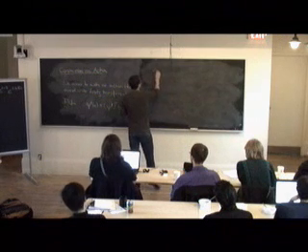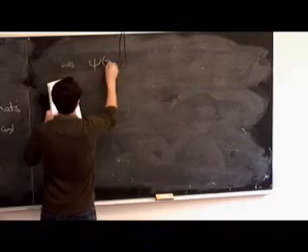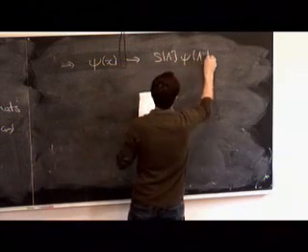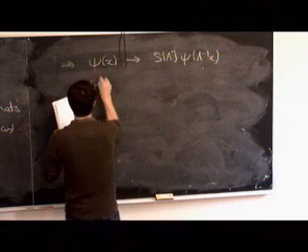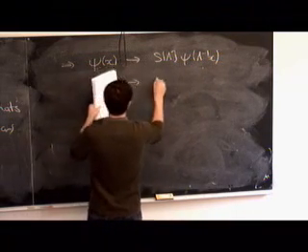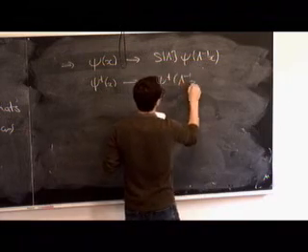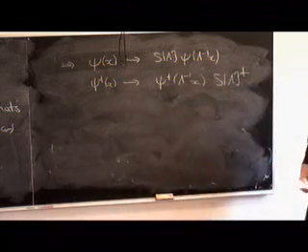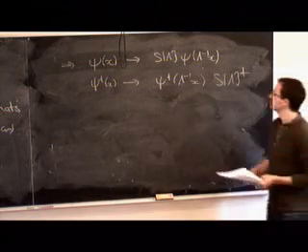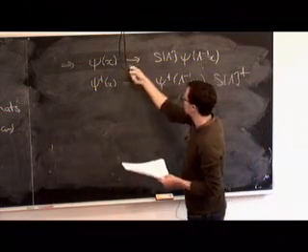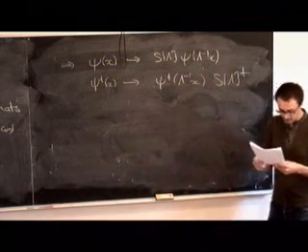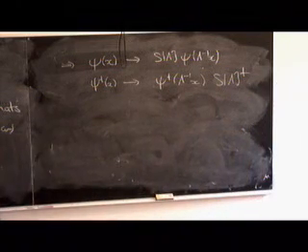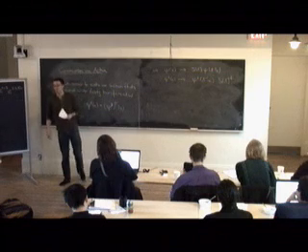So under a Lorentz transformation, psi of x goes to this, and psi dagger of x goes to this. Okay? This is now just the conjugate of the one above. But now you can see that there's kind of a problem.